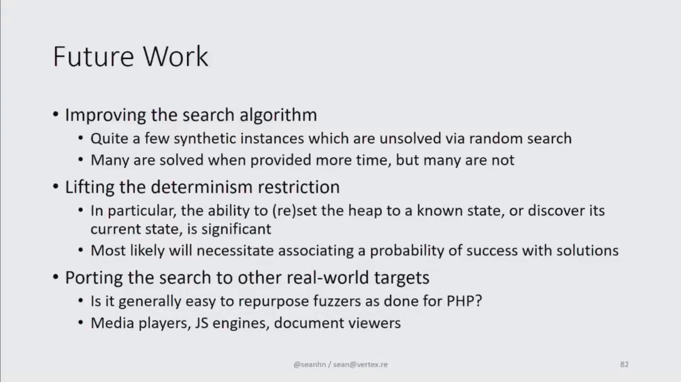So there are a bunch of things that we can do to improve this. The search algorithm itself, we can clearly improve. We're learning nothing between instances at the moment. At the moment, I'm working on basically a fuzzing/GA type approach, which I can talk about if you find me later. The determinism restriction is obviously quite a harsh restriction that would be worth alleviating. And also, it would be very good to see this ported to other things, so media players and JavaScript engines, document viewers, and that sort of thing.